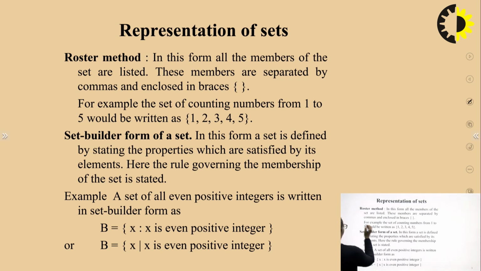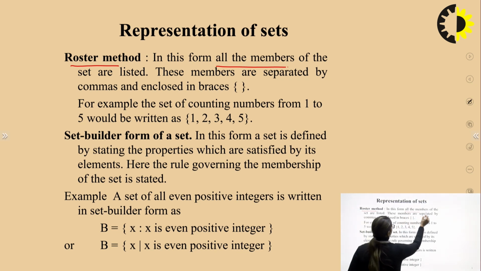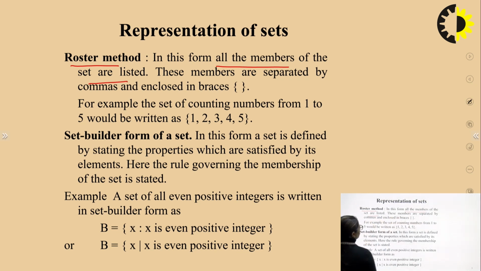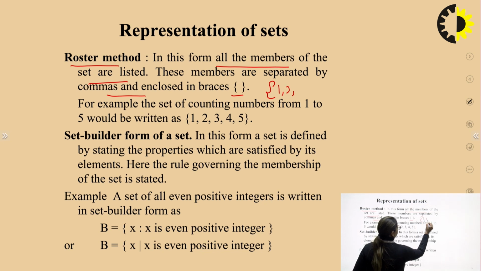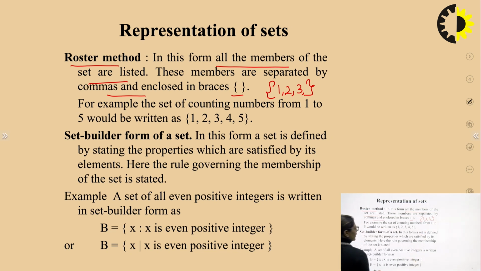Now, representation of sets: we can represent them in various ways, right? First is the roster method. In this form, all the elements, all the members of the set are listed. These members are separated by commas and enclosed in braces, like 1, 2, 3, this way, right? We separate all of these with commas, and at the beginning and end we put the curly brackets. This is the set roster form. For example, the set of counting numbers from 1 to 5 would be written like this.